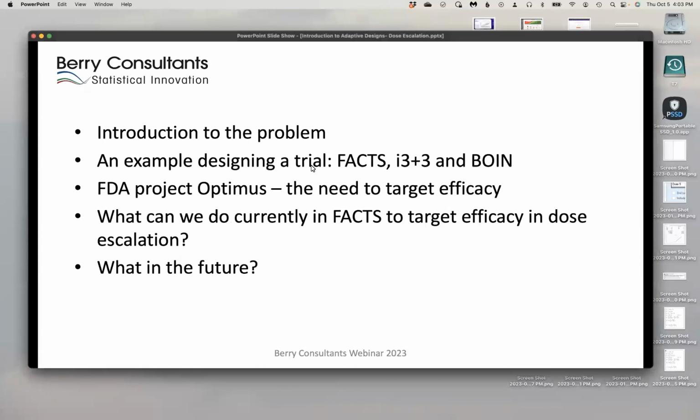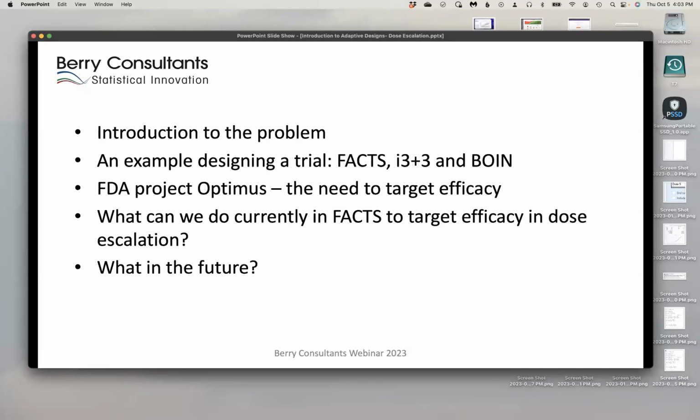So what we're going to do is look at an introduction to the problem of designing a dose escalation trial. Then we'll have a worked example looking at designing a trial using FACTS, using I3+3, using BOIN.